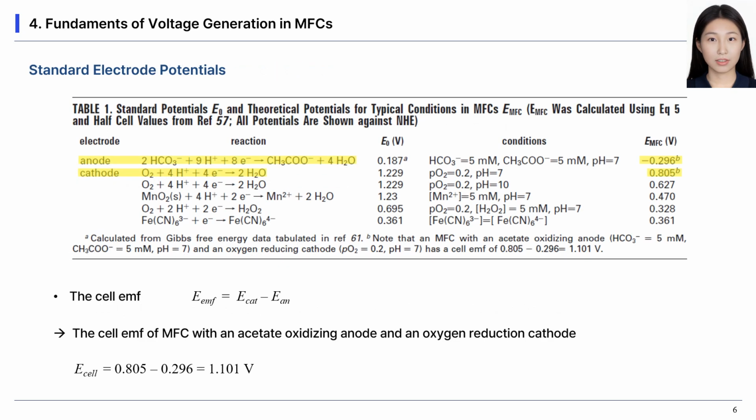Now let's dive into standard electrode potentials, which help us understand the individual reactions occurring at the anode and cathode. In MFCs, the anode is where bacteria oxidize organic matter, releasing electrons. The cathode, on the other hand, is where those electrons are consumed, often by reducing oxygen into water. Each of these reactions has a standard electrode potential, a value that measures the tendency of a chemical species to gain or lose electrons under standard conditions.